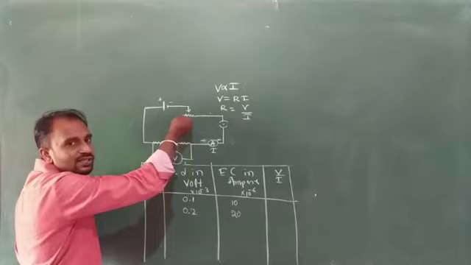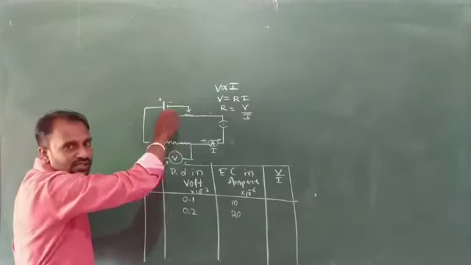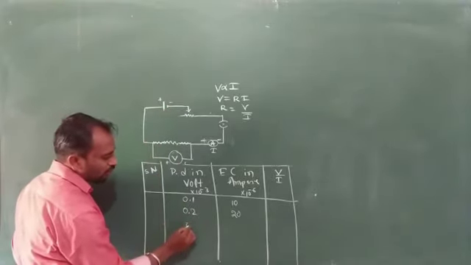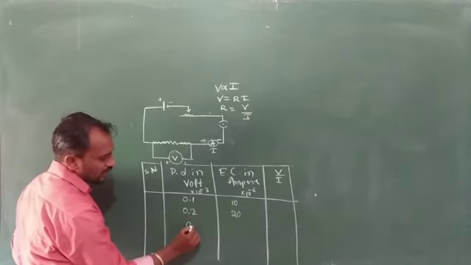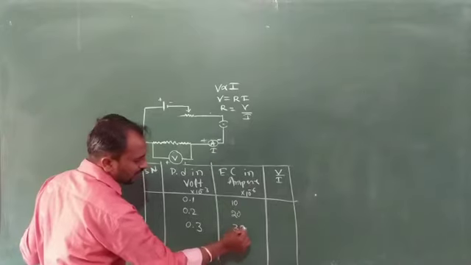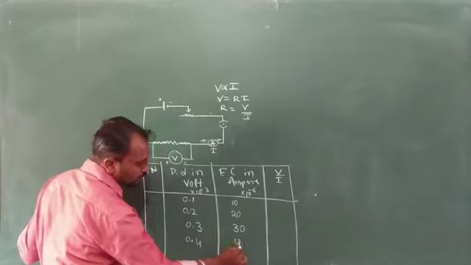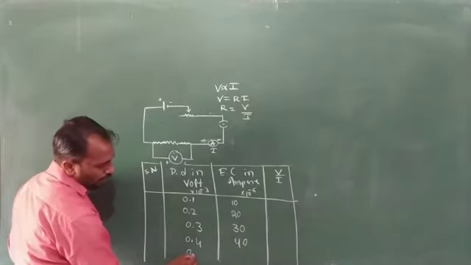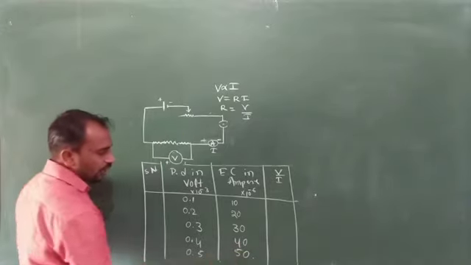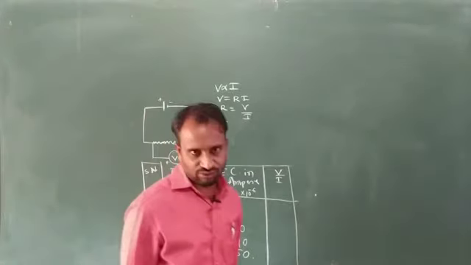Again, we have to change the resistance. It means we just decrease the resistance by the help of a rheostat. Then what happens? The potential difference increases. Next, 0.3, and the corresponding electric current we consider as 30 microampere, and here 0.4, and the corresponding we consider 40, and 0.5, and the corresponding electric current value we consider 50. Then afterwards we have to plot a graph.